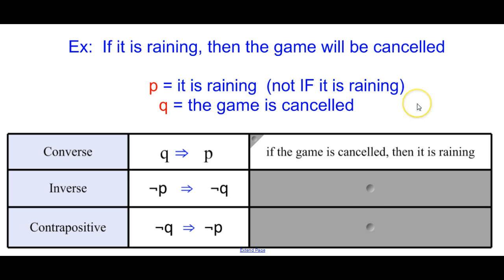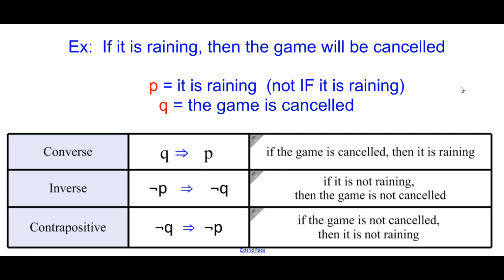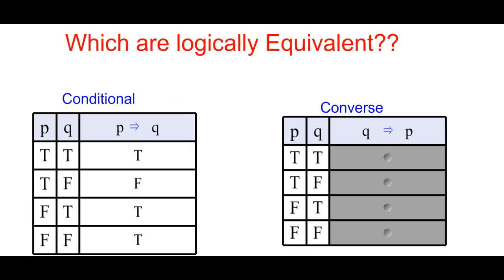All right. The inverse, we don't flip it, we just negate it, and this is how it goes. If it is not raining, then the game is not canceled, right? And the last one, the contrapositive, we flip it, then negate both of them. If the game is not canceled, then it is not raining. All right, so please write these down because you guys will be asked about this later on. So in some questions on the test or the quizzes or whatever, they'll ask you guys which statements are logically equivalent. And this is how you're going to prove that they're logically equivalent.